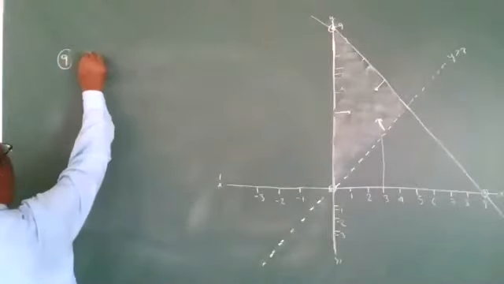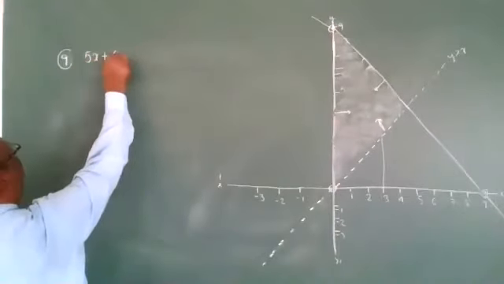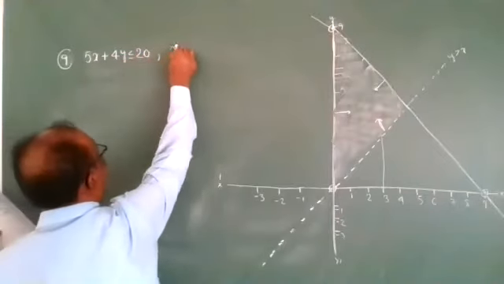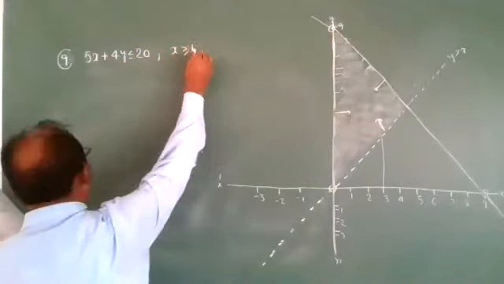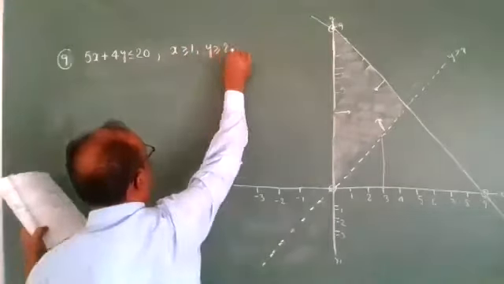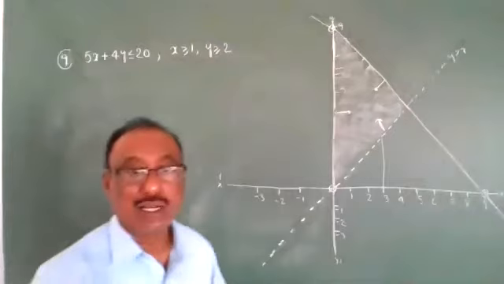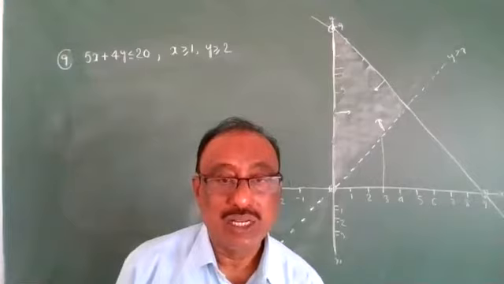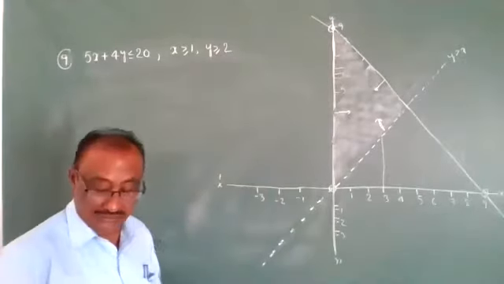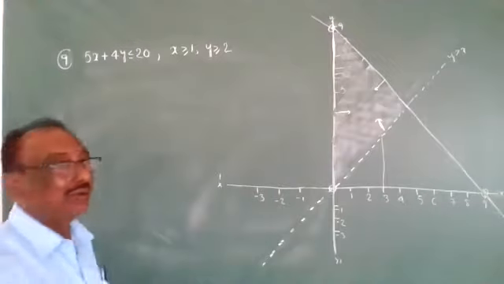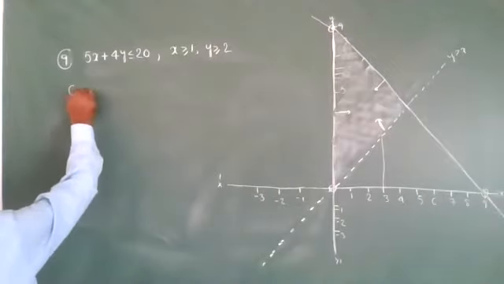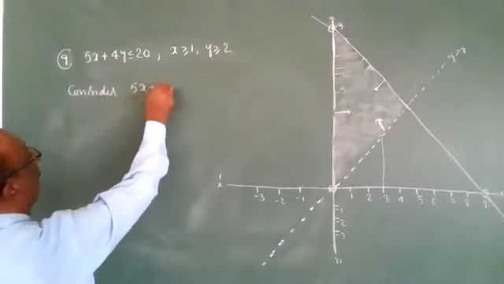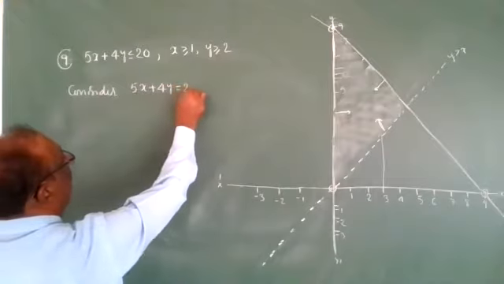Problem 9: 5x plus 4y is less than or equal to 20, x greater than or equal to 1, y greater than or equal to 2. First you have to write down: consider the equation with equalities. First equation, 5x plus 4y is equal to 20.